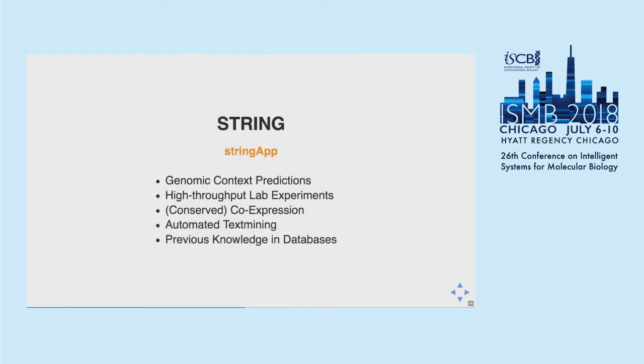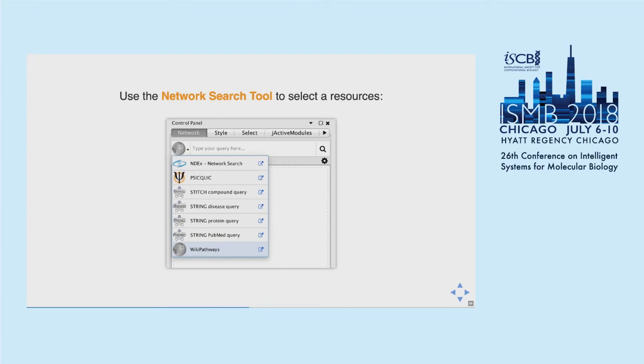STRING has genomic context predictions, high throughput lab experiments, conserved co-expression. It has automatic text mining. That's one of its main features, the text mining that you get out of STRING. And it also pulls data from other databases. And if you have the STRING app installed, you can get STRING protein query. So you're just going to take your list of proteins, click STRING protein query, paste them in there, and you're going to get a network.